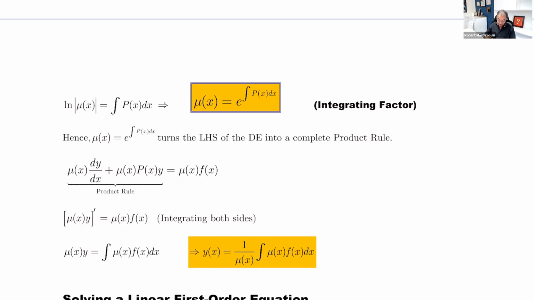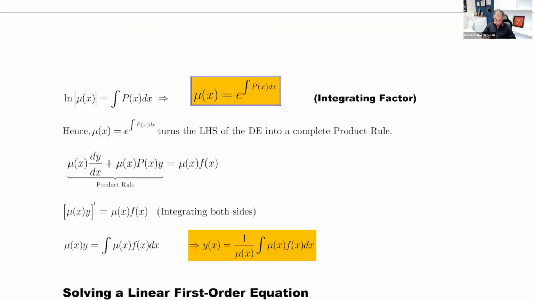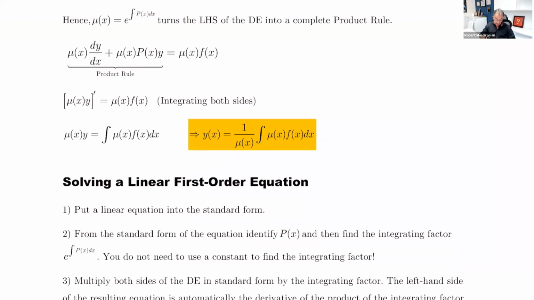Then finally you can isolate y of x by dividing both sides by mu of x, and you get that expression. And if you can integrate that, then that's going to give you the solution of the differential equation.